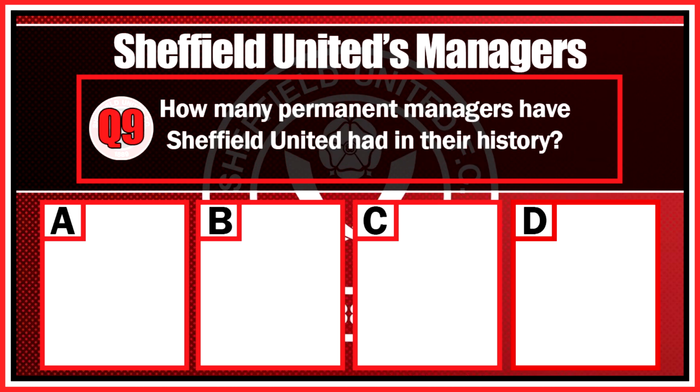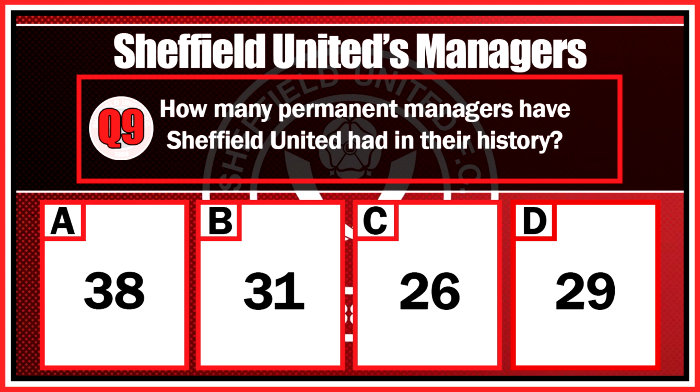Question number 9. How many permanent managers have Sheffield United had in their history? Is it A, 38? Is it B, 31? Is it C, 26? Or is it D, 29?